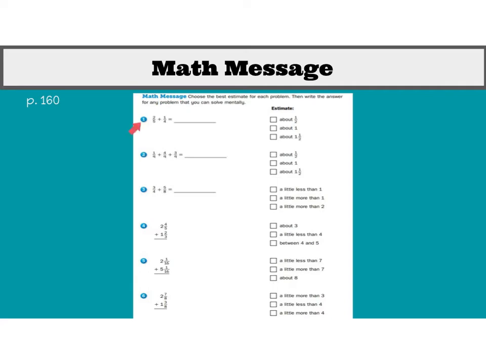So we're going to take a look at number 1. We have 2/5 plus 1/4. We're going to estimate first of all. So you're going to either decide to say, I think it's going to equal about 1/2, about 1 whole, or about 1 1/2. So I want you to think about that for a minute. Mark your answer. And let's see how you do. This one would probably be closest to 1/2.